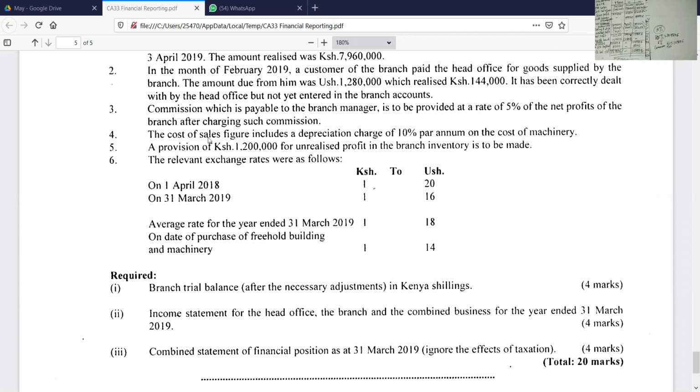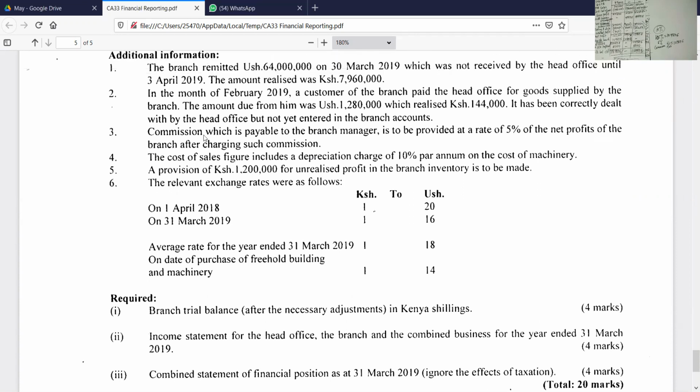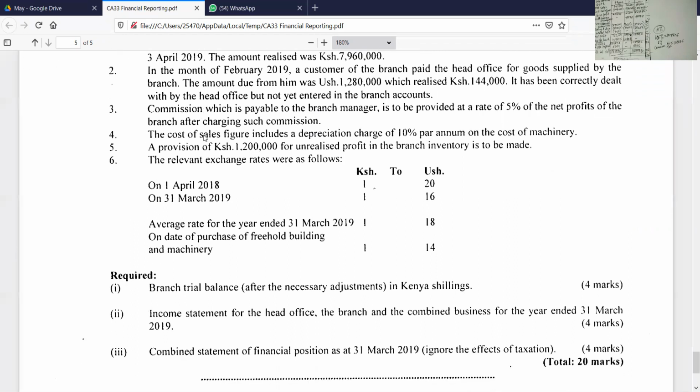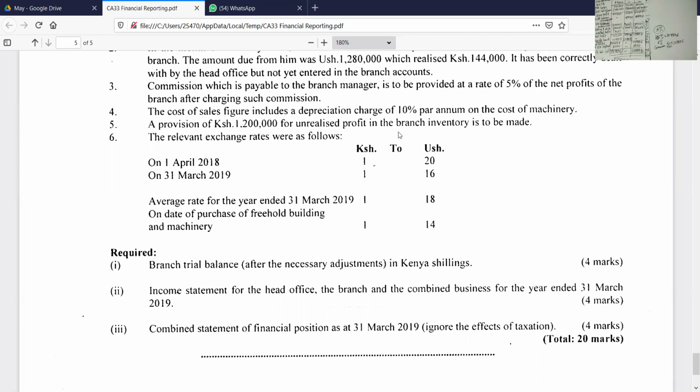Number 4, cost of sales figure includes depreciation charge of 10% per annum on cost of machinery. The previous one was admin. This one they have changed to cost of sales. So it's the same concept. It's only that now you will be separating the depreciation from the cost of sales when doing your translation. The way we did the previous one was concerning admin, but this one is now under cost of sales. So it's the same concept. They have not changed anything.